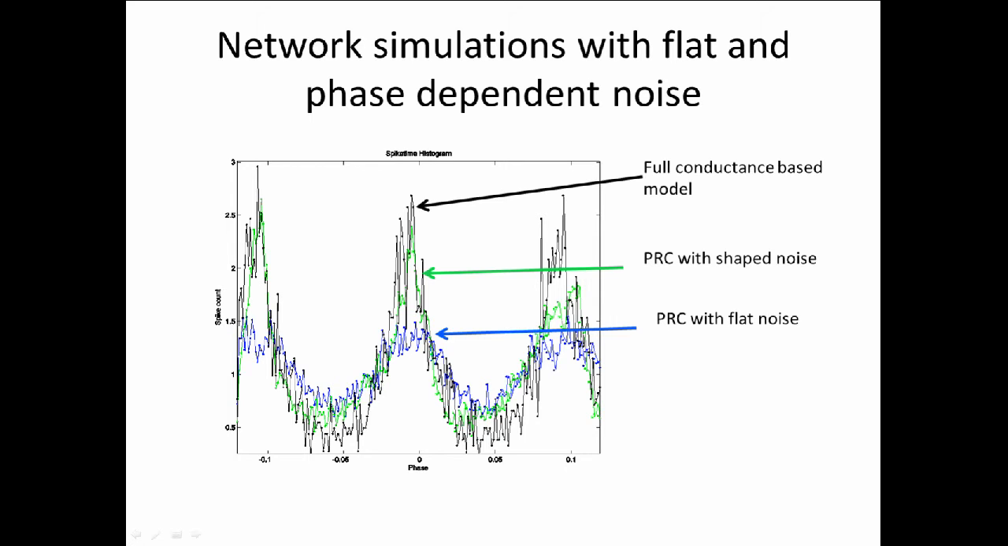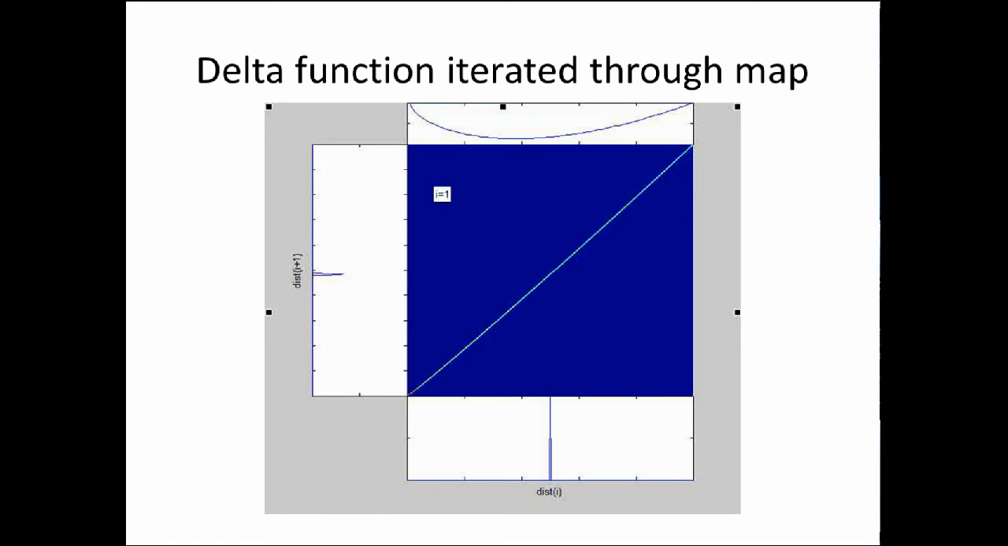To test if this model made any real significant differences in simulations, we took networks of neurons where we modeled them using the phase response curves, updating their spike times every time a presynaptic neuron fired. And we kept the PRC with the shaped noise versus PRCs with flat noise and a full conductance model, and found that including the phase variance gave us much more accurate predictions of how well the network synchronized than ignoring the noise and leaving it flat throughout the phase.